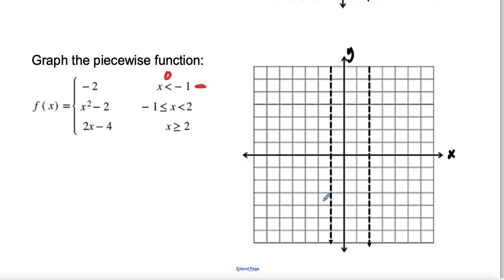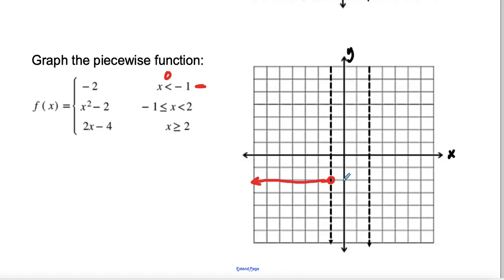We're going to put an open hole at the dividing line when x is negative 1. And our y value is negative 2, and we just have a horizontal line going this direction. So that part is done. Next, notice we have x squared minus 2. Well, that's just a parabola, and it's going to also have a y-intercept of negative 2.